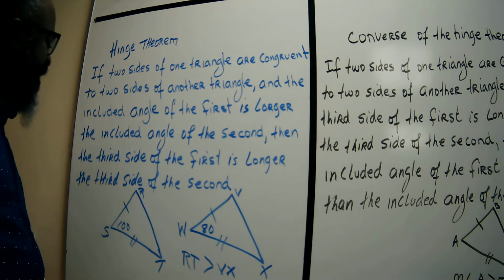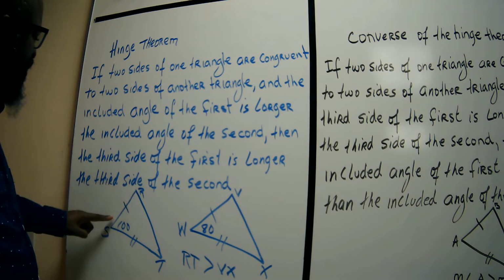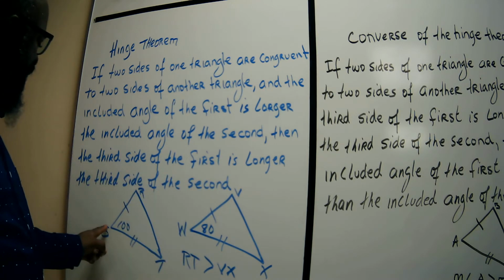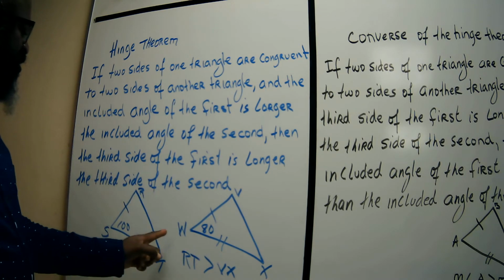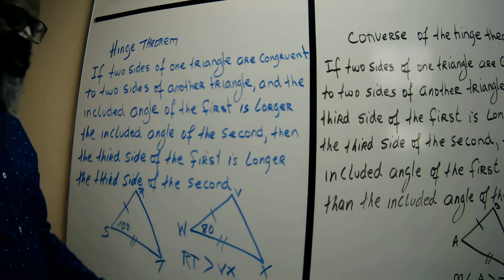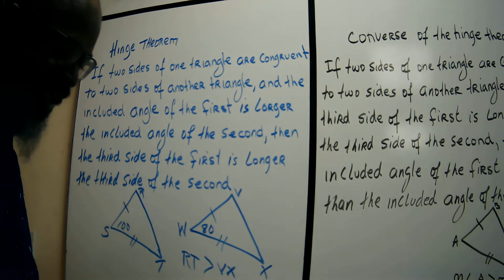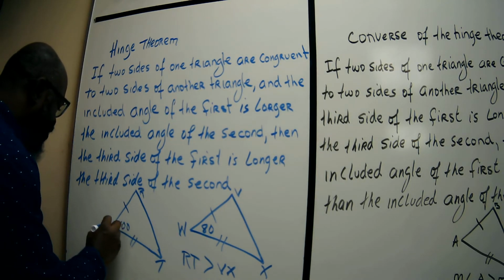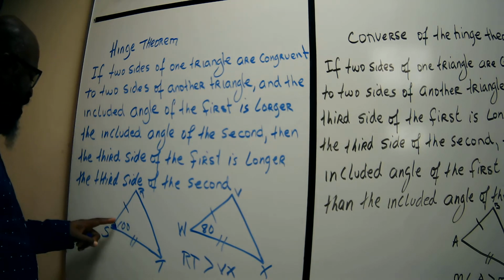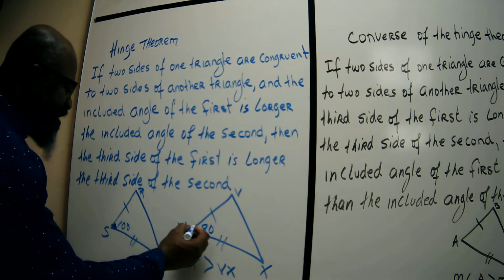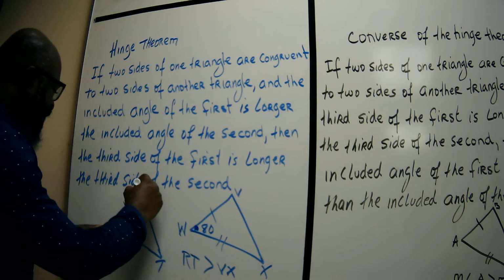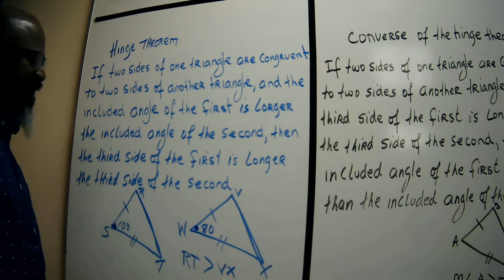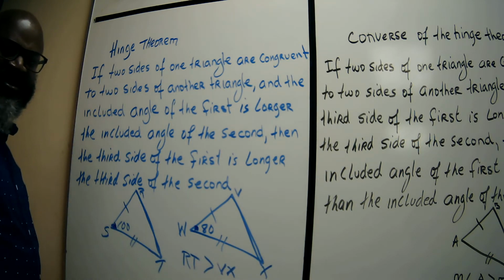Meaning that they're telling you SR is congruent to WV in the second triangle, and ST is congruent to WX. The included angle is the angle located between those two congruent sides. That's your included angle. Since the first included angle is greater than the second, therefore SR will be longer than VX. Simple. That's the same thing we did earlier.